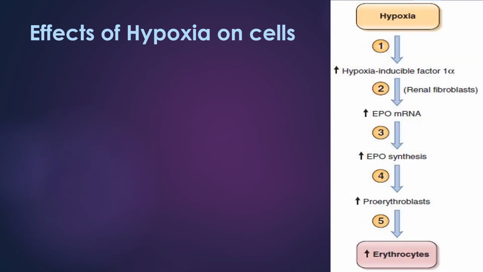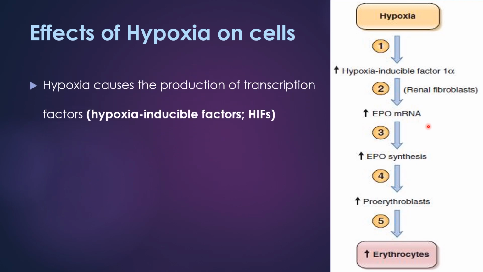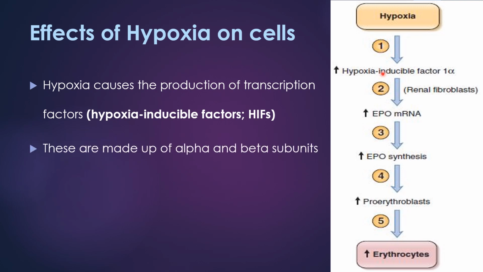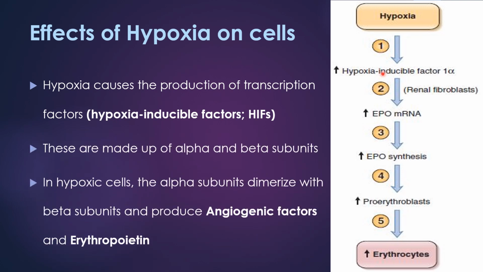The effect of hypoxia on the cells. Hypoxia causes the production of transcription factors, that is hypoxia inducible factors. It has two subunits, alpha and beta. In a hypoxic cell, the alpha dimerizes with the beta subunit, and they produce angiogenic factors, which cause angiogenesis, and also produce erythropoietin. Erythropoietin stimulates erythropoiesis, and there will be enormous production of erythrocytes to carry more and more oxygen.